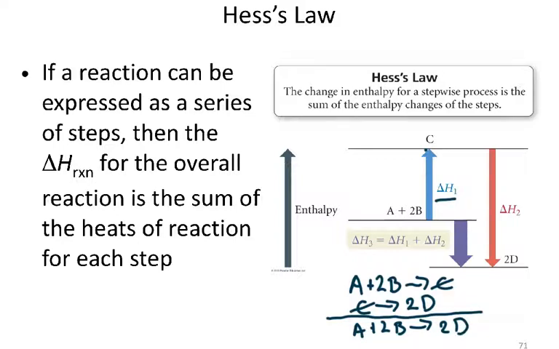And to find my delta H for this reaction, all I have to do is add my delta H for the first one and my delta H for the second one, and I get my overall delta H by adding them together. So to find this purple one here, I can find out how much energy it took to get up to C, how much is released when we go down to 2D, and then find what happens when I add them all up.